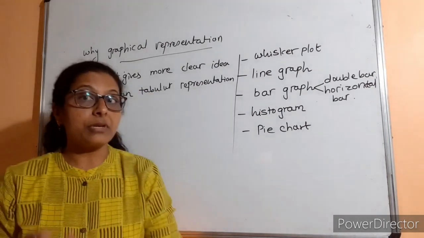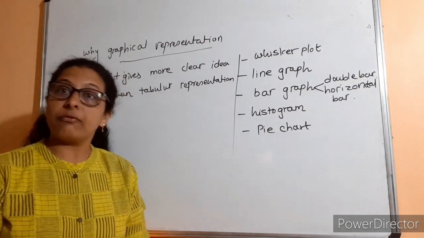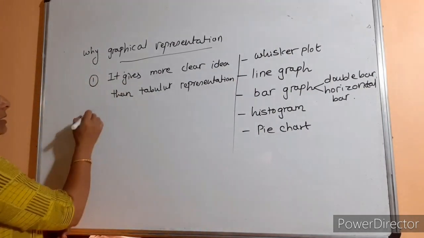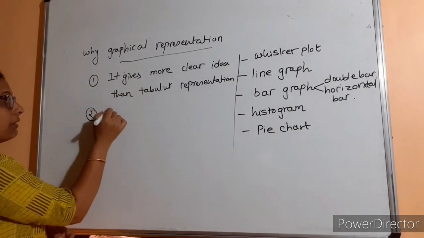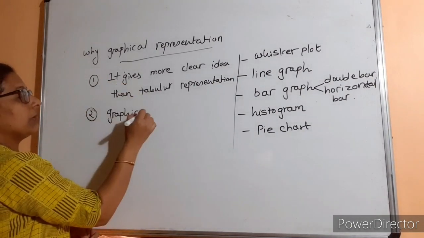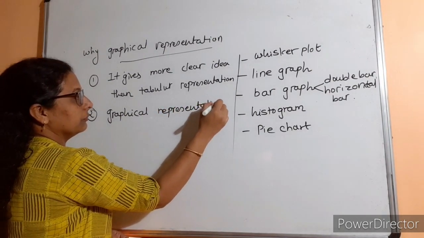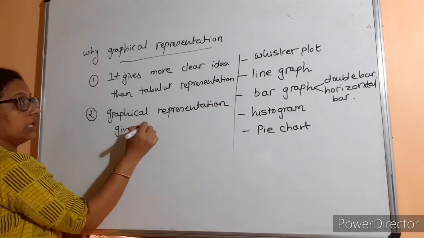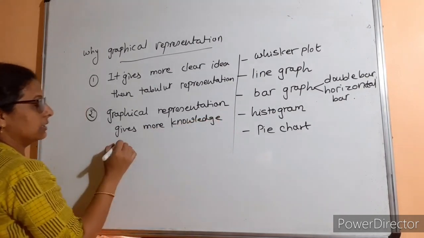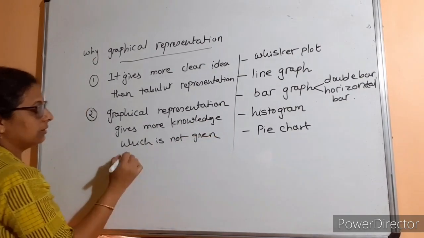Because a table you have to read, while a graph is visible, and anybody can see from the graph. That is easier, and it is more interesting. Then the second thing is that graphical representation gives us more knowledge, which is not given in a table.